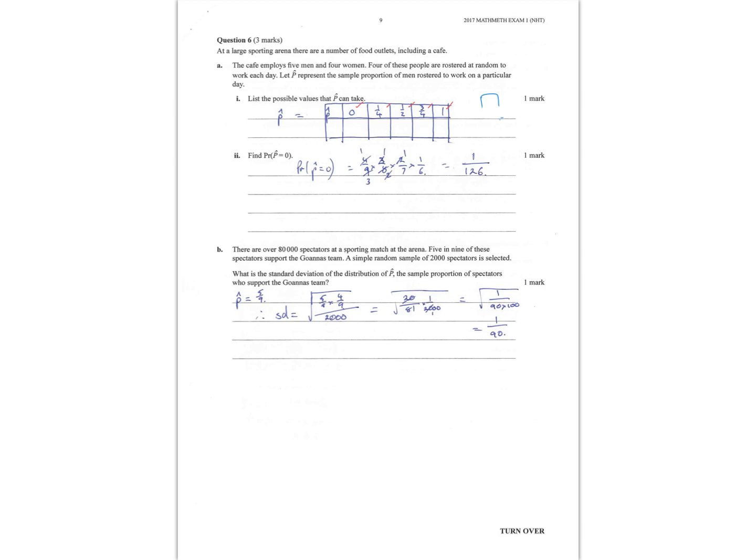Find the probability that P hat is equal to 0. I think the easiest way is that P hat being 0 is the same as having 0 men. So 0 men means all women. So that's what we've got there: 4/9, then 1 less woman and 1 less person, 3/8, then 1 less woman, 1 less person.